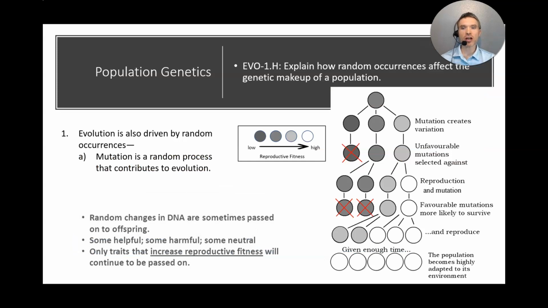Mutations are random processes that contribute to evolution. Mutations are random changes in our DNA that are sometimes passed on to our offspring. Now, this occurs if the mutations happen in our gametic cells, such as our sperm or eggs, and we'll talk about that in future units. Some of these mutations may be helpful, some may be harmful, and others are just neutral, having neither a benefit nor a detriment to the organisms. However, only traits that increase reproductive success or fitness will continue to be passed on generation to generation.